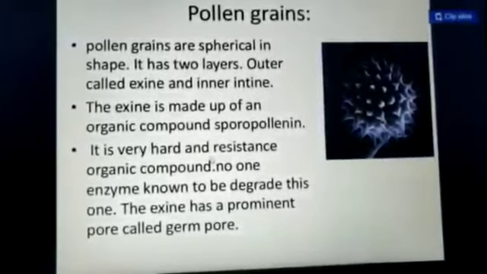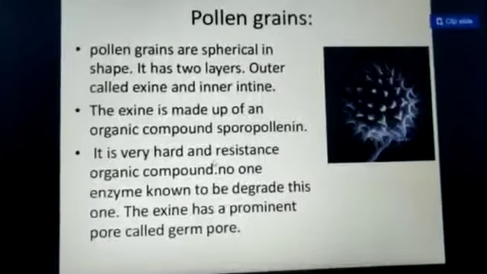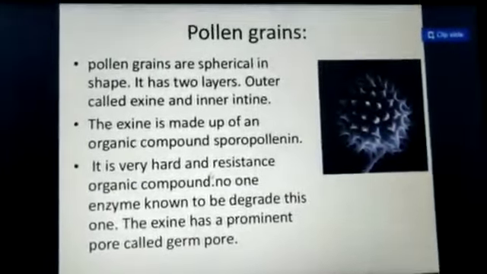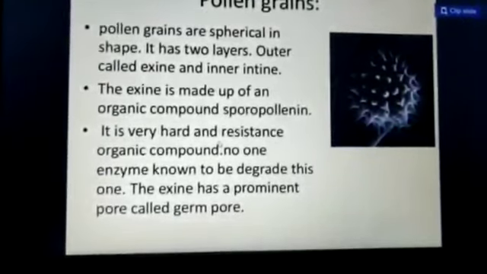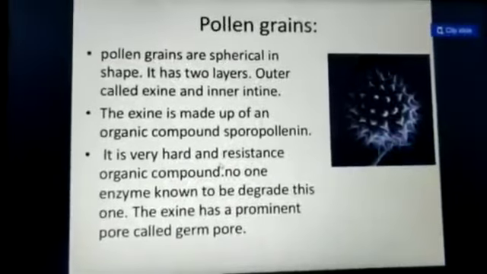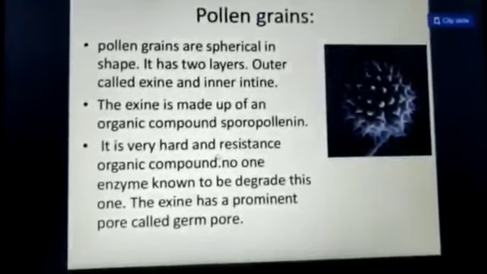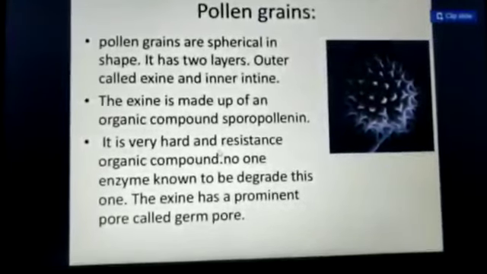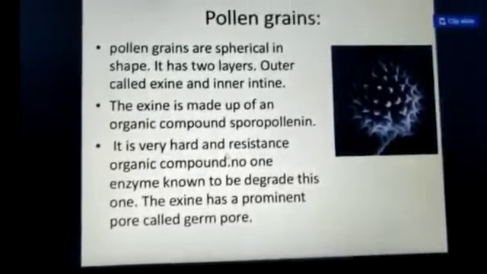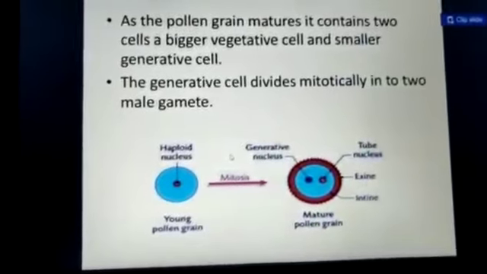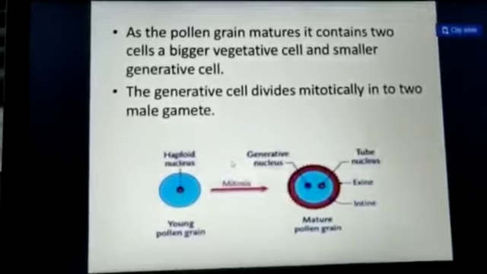Now the whole pollen grain is covered with the exine, made up of the organic compound sporopollenin, and it is very hard. That's why whenever the pollen grain is carried, it is not able to rupture or dissolve. It is a very hard and resistant organic compound. No enzyme is known to degrade this one. The exine has a prominent pore called the germ pore. I'll show the germ pore to you. So germ pore, this is the place where the pollen grain develops a pollen tube.